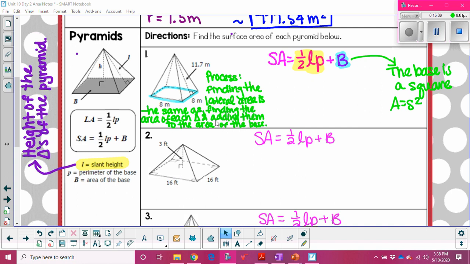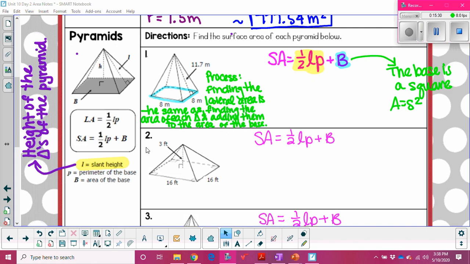Don't confuse the two. Okay, so you have your formula. Surface area equals 1/2 times the slant height times the perimeter. This is just your lateral area right here. All right, plus the area of the base. So your process is still the same. Finding the lateral area is the same as finding the area of each triangle and adding them to the area of the base.